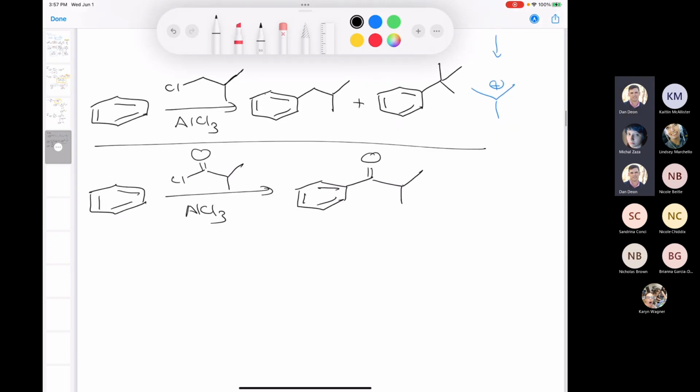And then we're going to do a Clemmensen reduction. For that, you need the zinc mercury amalgam, HCl, and heat. And that's going to give you the alkyl group. And you end up with isobutylbenzene. Looks good to me.